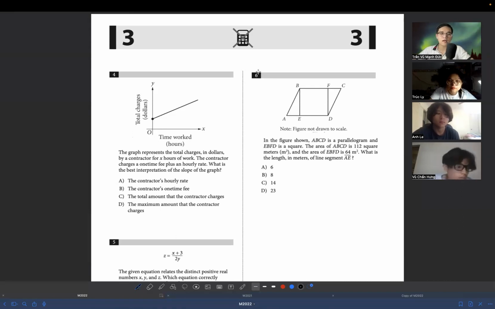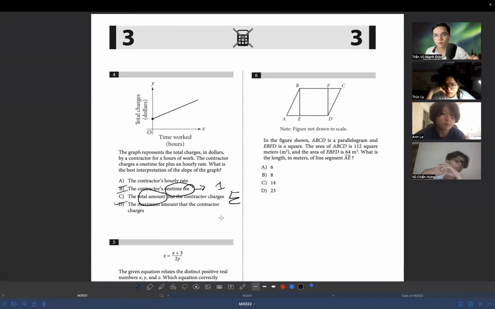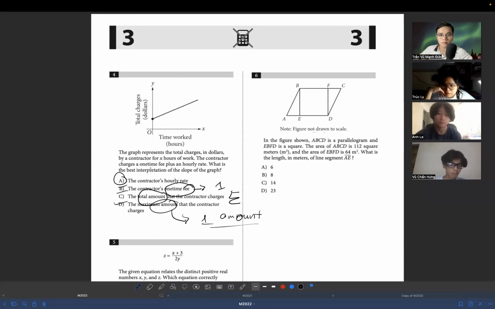Yes, exactly. The rate of change is basically a repeated pattern. It never is a single value. So you can cross out B, C, and D because B is one single value, one time phi. C is one single value, the total amount, the sum of everything. This is one amount. The maximum amount is also one amount. So it can never be correct. The only answer which shows a pattern is A, hourly rate, which means it's repeated every single hour.